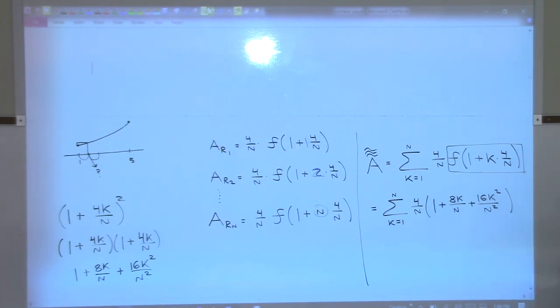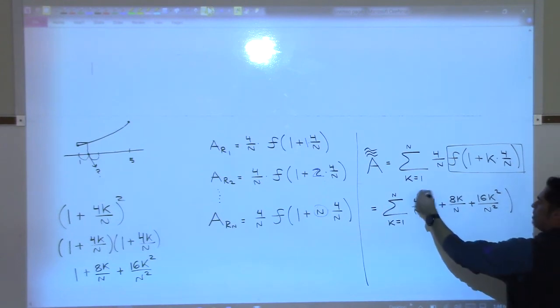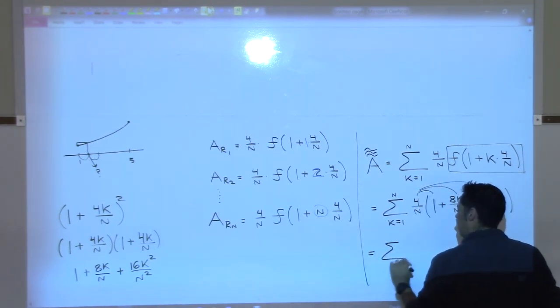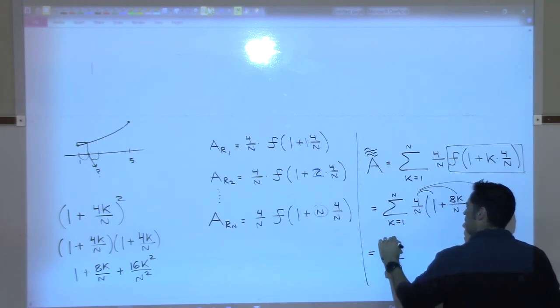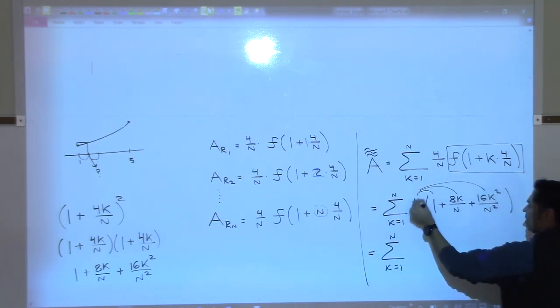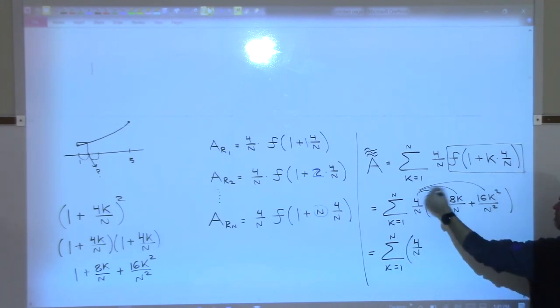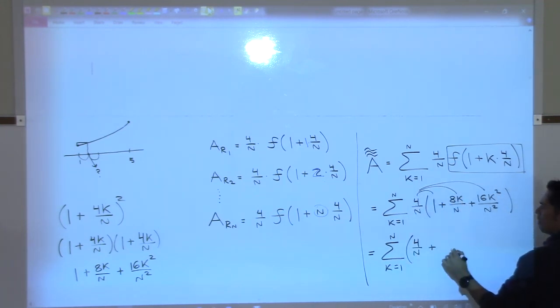All right? So now what I'll do is I'll distribute this through. So we get sum k equals 1 to n. Okay, so this times 1 is just 4 over n. Then when I go here to here, what do I get?